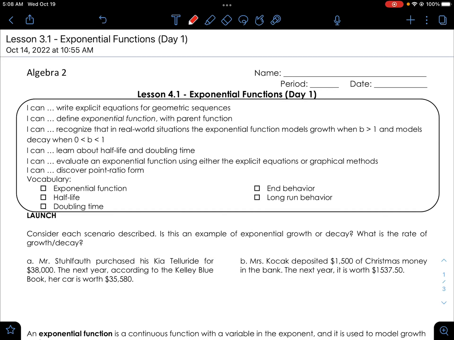In this lesson, we're going to introduce ourselves to exponential functions and how they can apply to real-world situations. We're also going to be able to determine when a function represents exponential growth or exponential decay.